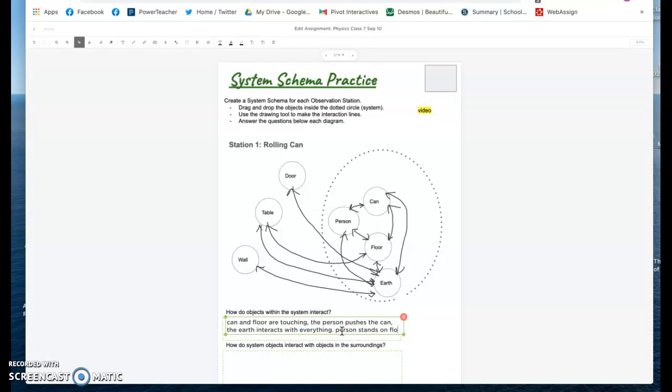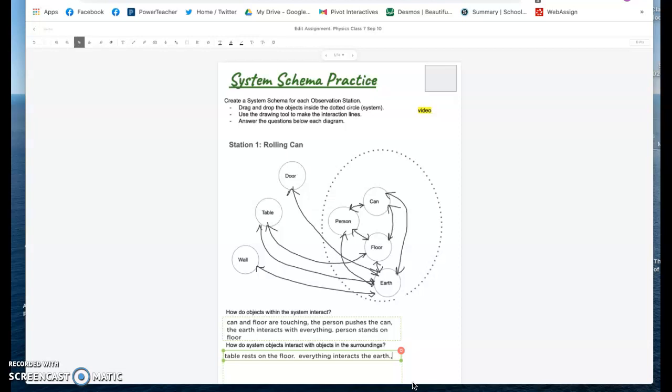How do objects in the system interact with the surroundings? Basically, they don't really too much. So I might just say that the table rests on the floor. Everything interacts with the earth. We're really looking for things that touch. Oh, I cannot spell. We're looking for things that touch, and everything interacts with the earth. That's pretty much it.